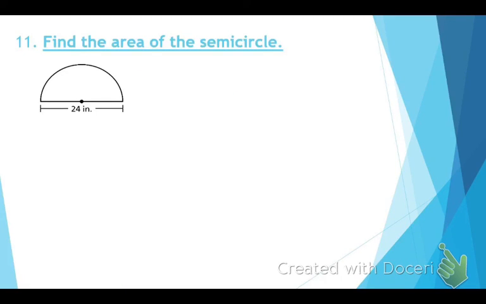All right, the final problem for today is to find the area of a semicircle. Okay, before we get started, does it give me the diameter or the radius? The diameter is 24 inches, which means the radius would be 12 inches. What's the formula for area of a semicircle? A equals pi times r squared divided by 2. Good job. Don't forget to divide it by 2 because it is a semicircle.